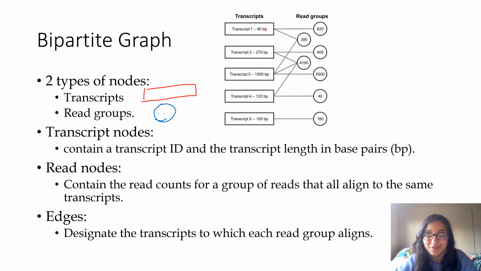Okay, so we have these two types of nodes. We have our transcripts, and then we have our read groups. It is a bipartite graph, and this is the example we'll be working on today together. And again, along the way, please let me know if you have any questions at all.